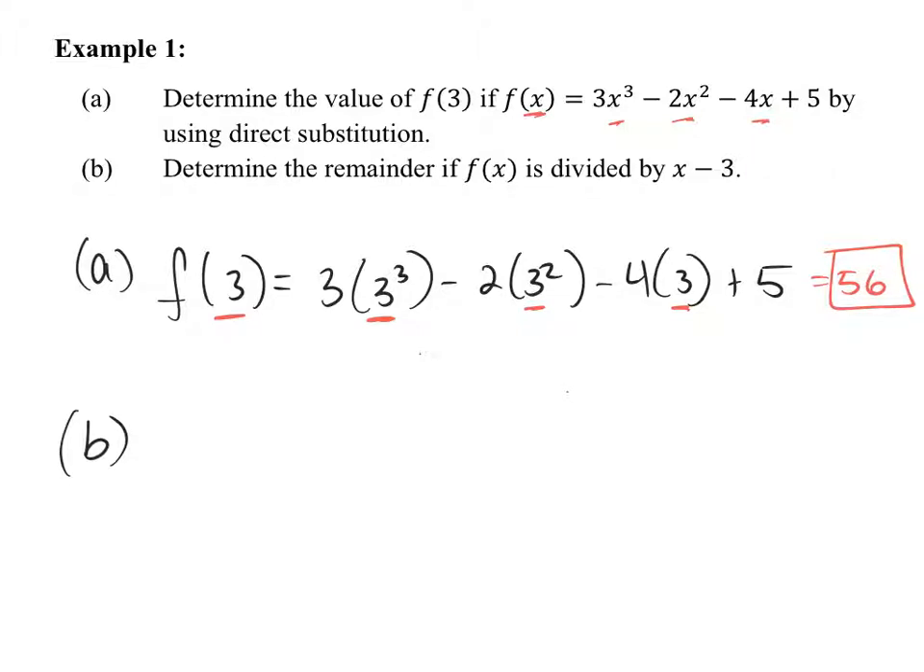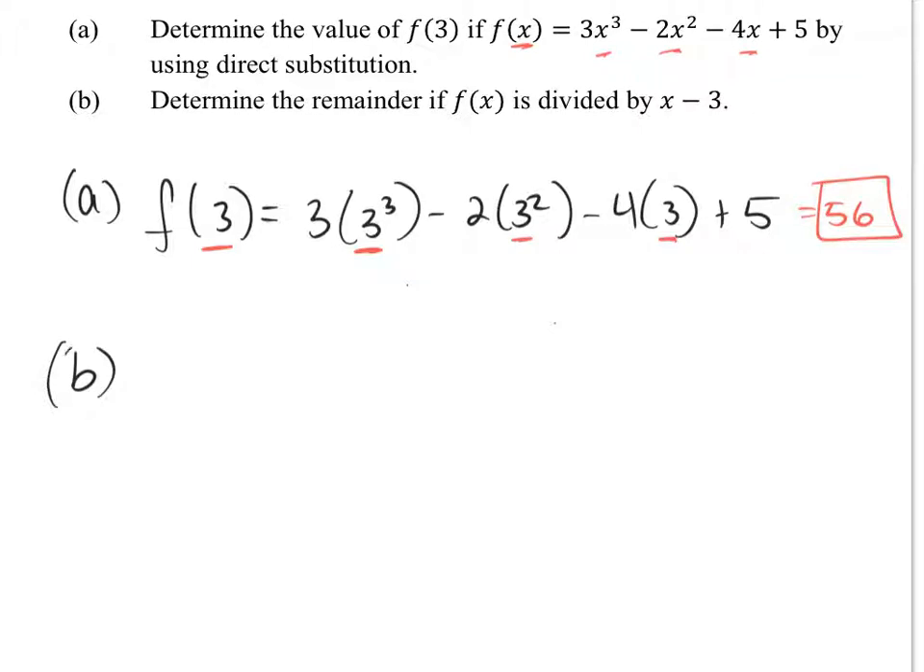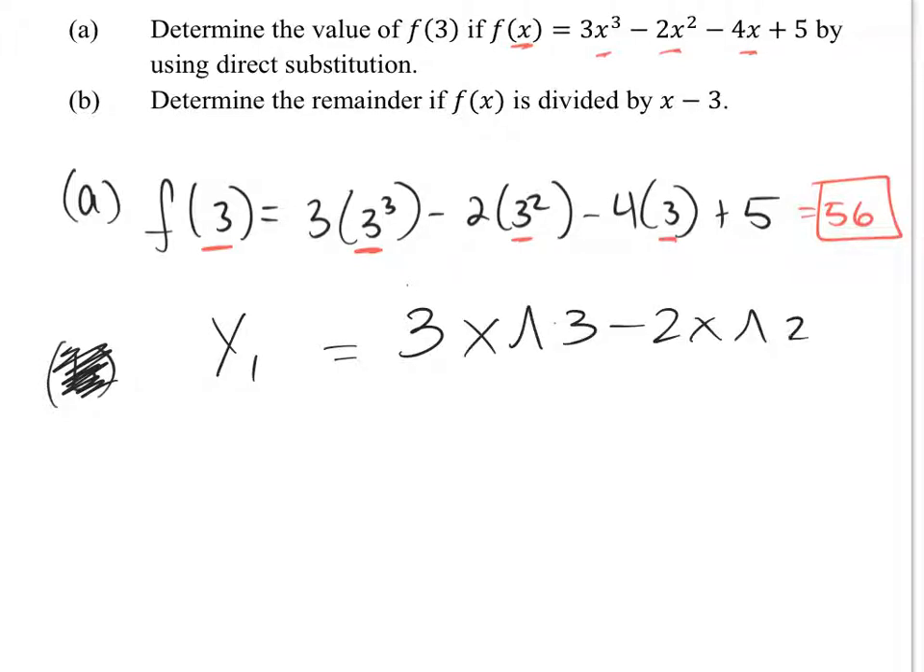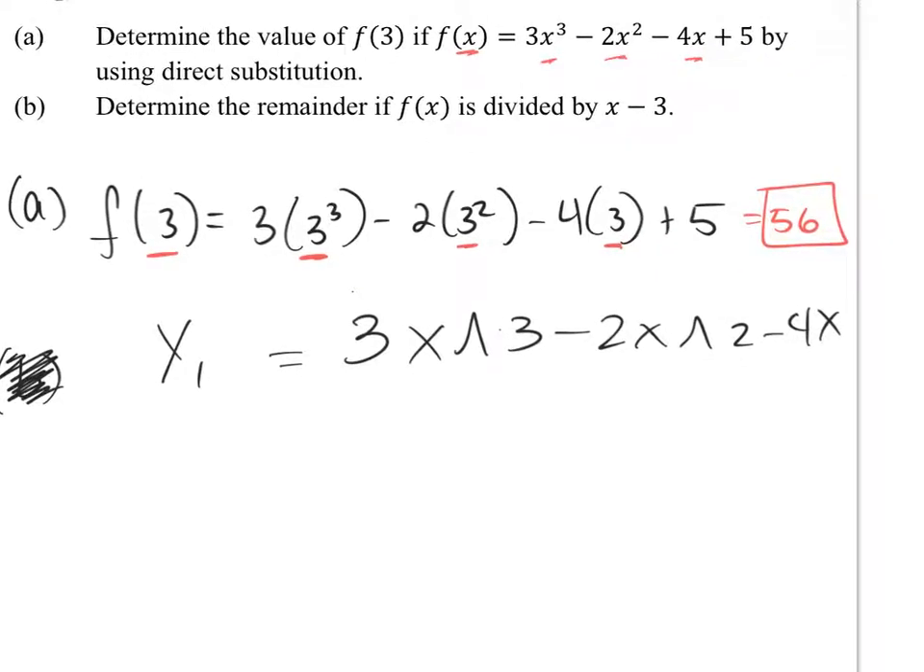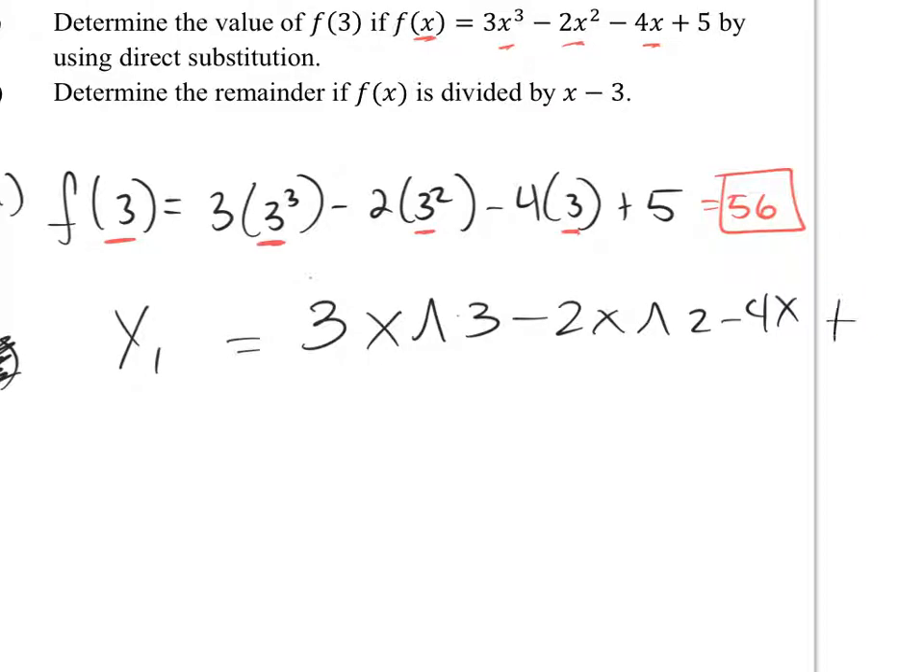So just to clarify what I'm talking about, I'll put part B at the end. Forget that for a second. You'd go to y1 first. You'd input the original function. Okay, that goes into y1. 3x carry 3 minus 2x carry 2 minus 4x plus 5. I'm writing it the way you would type it in y1 in your calculator.